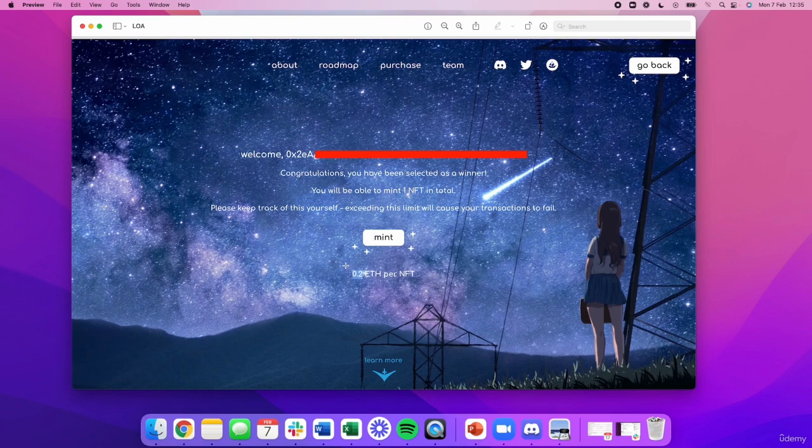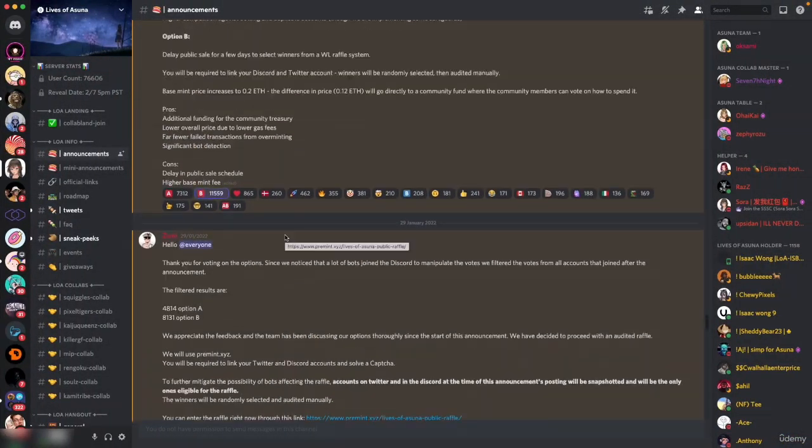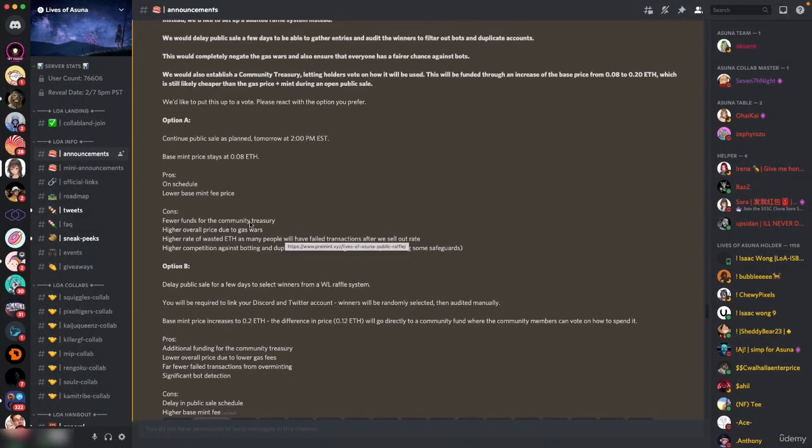See, there's a button right here that says mint. And if you look right here, it's 0.2 ETH per NFT. So if I go back to the Discord and just show you that, it's quite important. You can see that if they went for option A, the mint price was 0.08. However, for the public raffle, the mint price was 0.2 ETH. So a little bit higher, but still it's a really good deal for a project of this size.